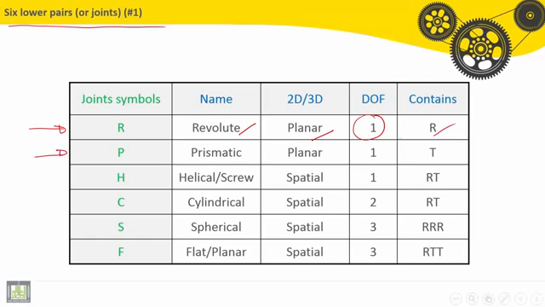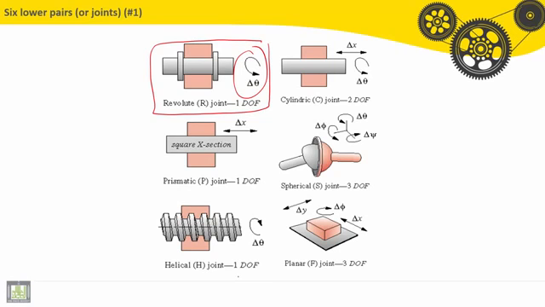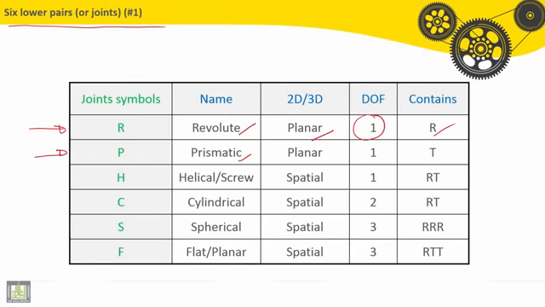Second one, it is a prismatic. This is the second one, prismatic or translation. We have 1 degree of freedom. It is translation. It is planar having 1 degree of freedom, linear, and contains one translation.